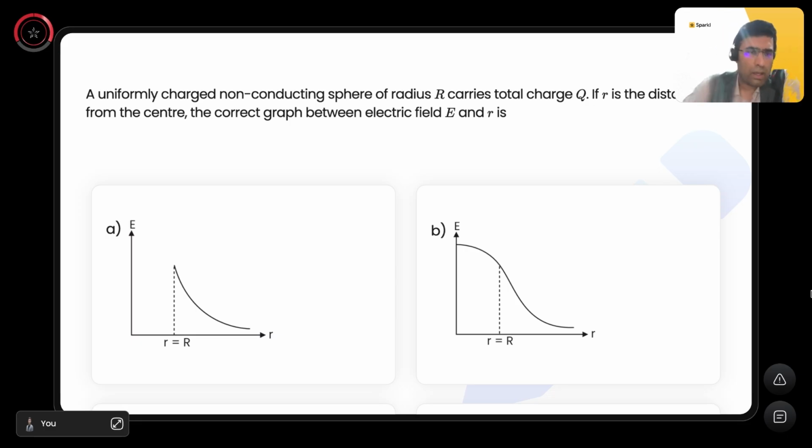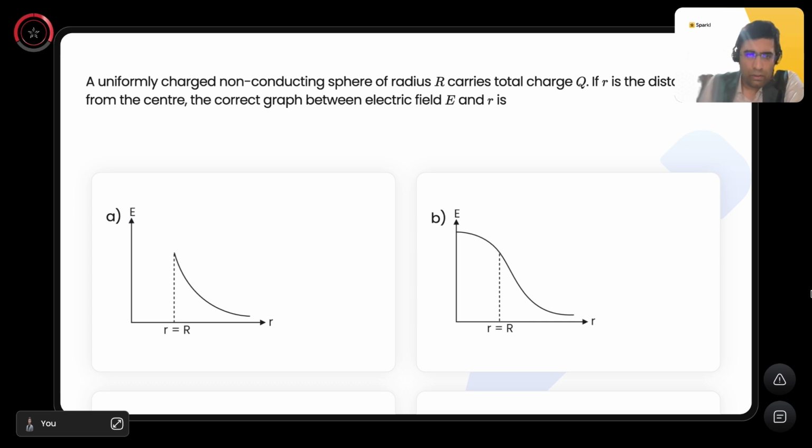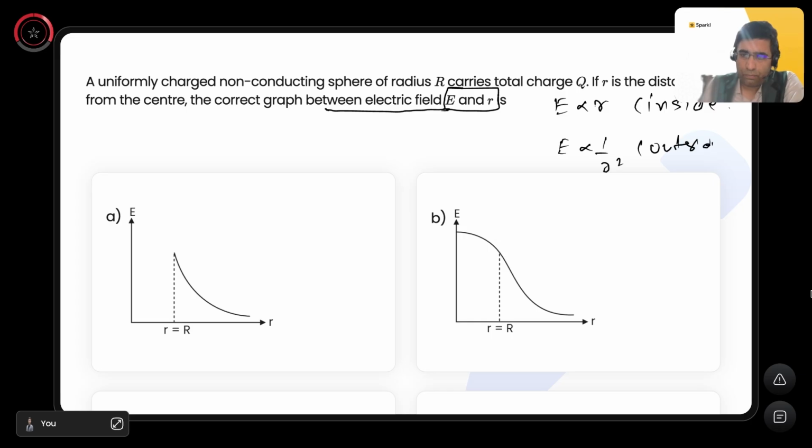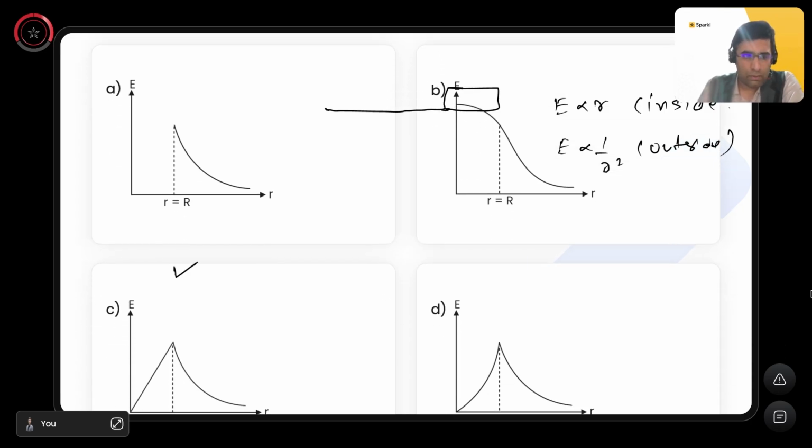So yeah, a uniformly charged non-conducting sphere of radius r has total charge q. If r is the distance from the center, the correct graph between electric field and r is... So for the electric field graph, inside, we know the electric field is directly proportional to the distance, and outside it is inversely proportional to r square. So these two graphs will not be correct, this graph is my answer.